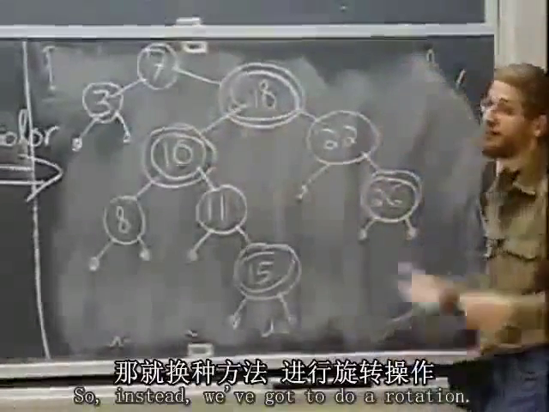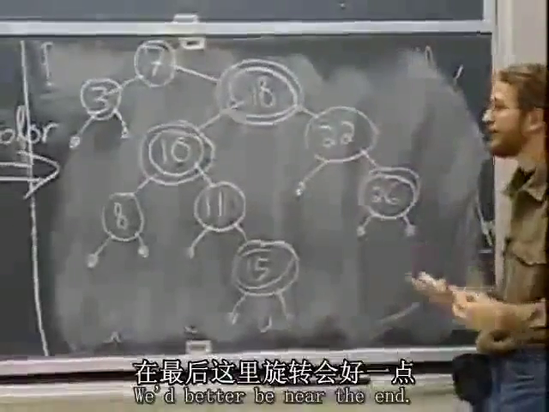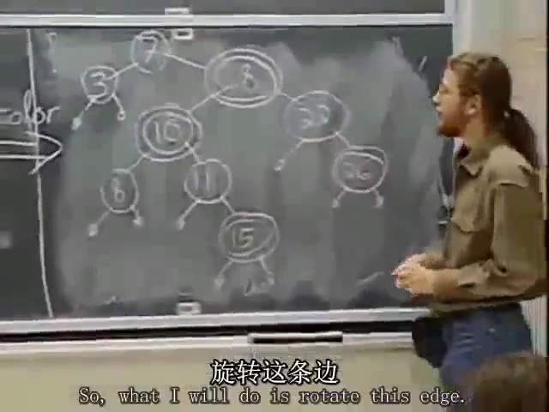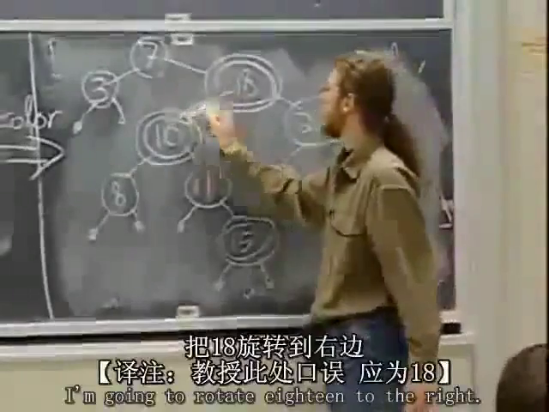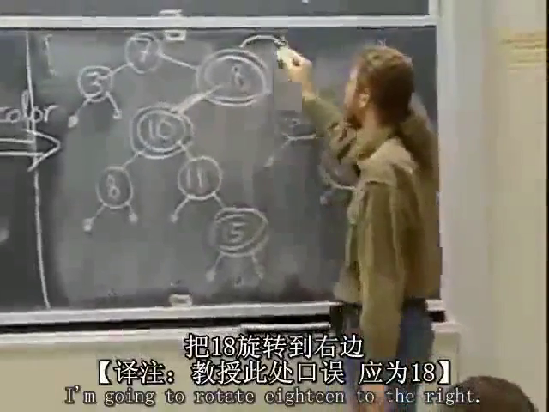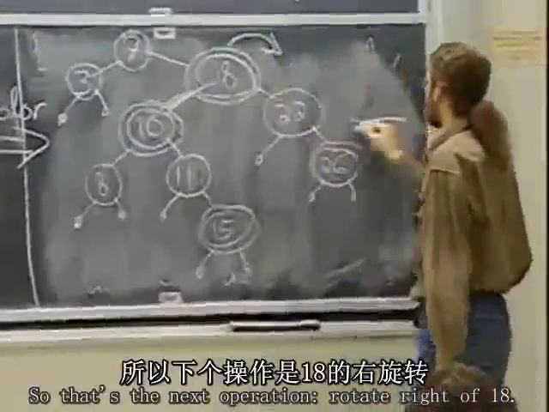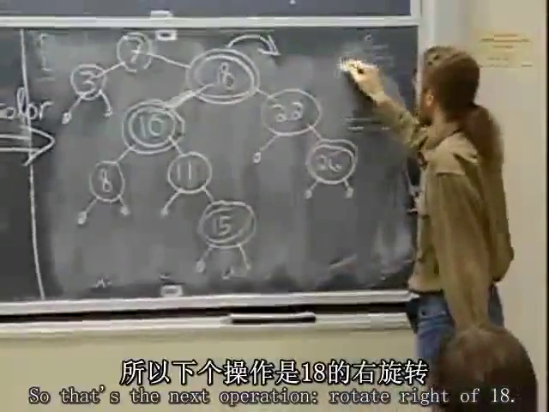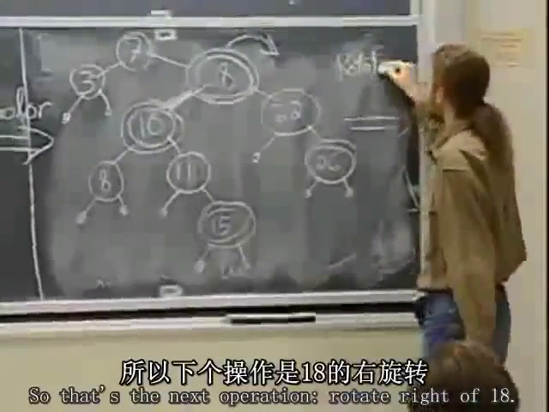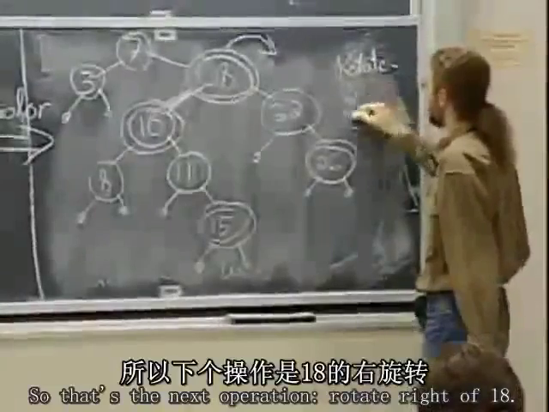So instead, we've got to do a rotation. We better be near the end. So what I will do is rotate this edge. I'm going to rotate 8 to the right. So that's the next operation. Rotate right of 18.